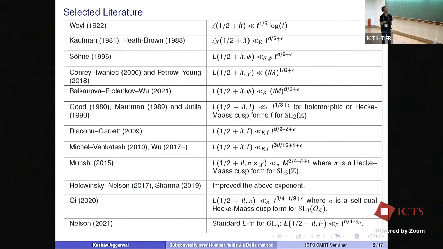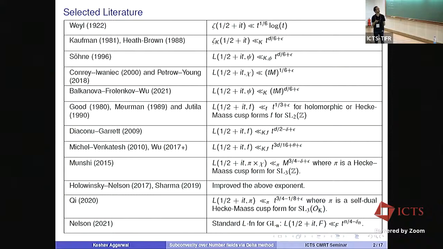And then their result over the rationals was studied by Balkanova, Frolenkov, and Wu. They used a Motohashi type formula over number fields, and they also basically obtained the same bound where the number field is fixed. So I'm basically trying to tell you what happened over rationals versus what happened over number fields and so on. In the case of GL2, there's the first result by Anton Good. He proved a result for holomorphic form L functions.